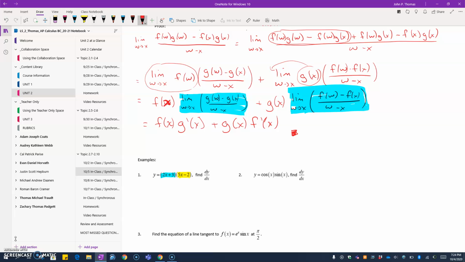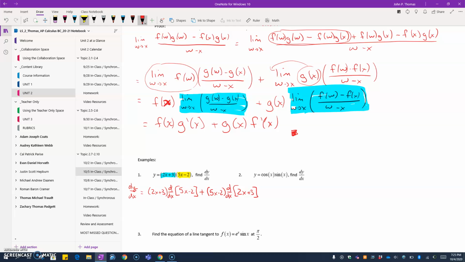So if I follow the rule, my derivative, dy dx, equals first function, 2x plus 3, times the derivative of the second function, 5x minus 2, plus the second function, 5x minus 2, times the derivative of the first function, the 2x plus 3. Now I intentionally did this in an extra step because that's the line that takes us to what we need to do.